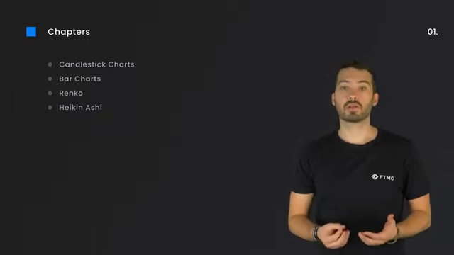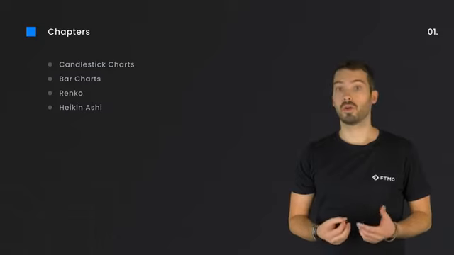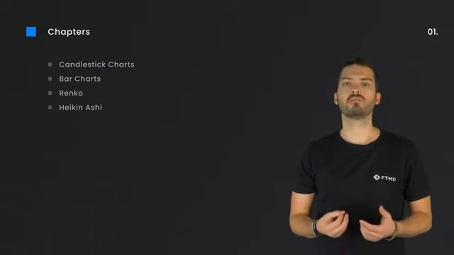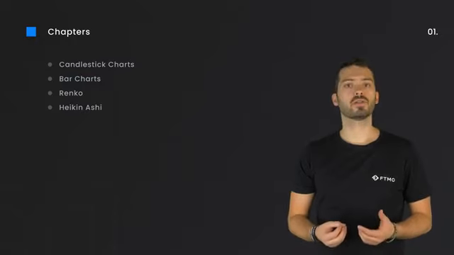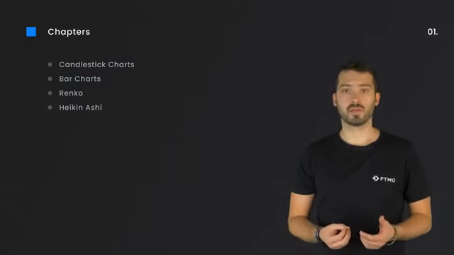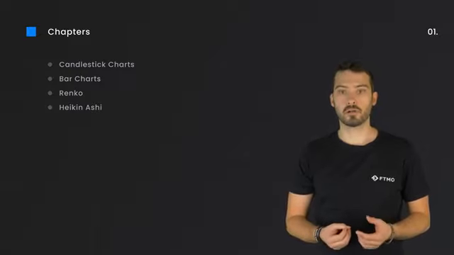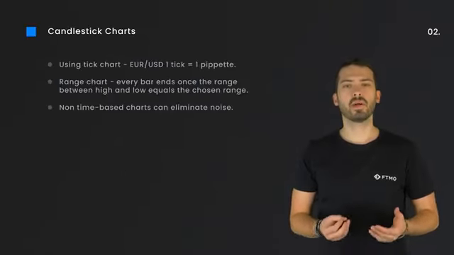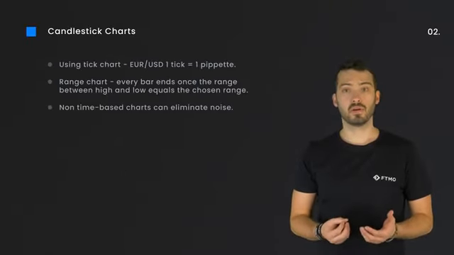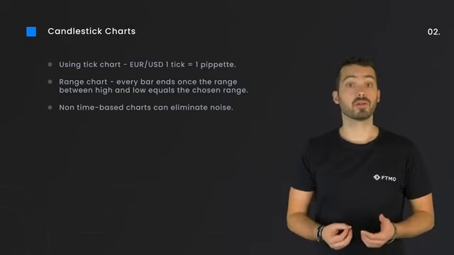Although most traders are using candlestick charts, which we covered in the previous video, there is more depth in those as well. Besides candlestick charts, we also have a look at different graphical representations of price charts, such as bar charts, Renko, or Heikin Ashi charts. Candlestick charts. We have covered Japanese candlesticks in a previous video, so we will just do a quick recap now.